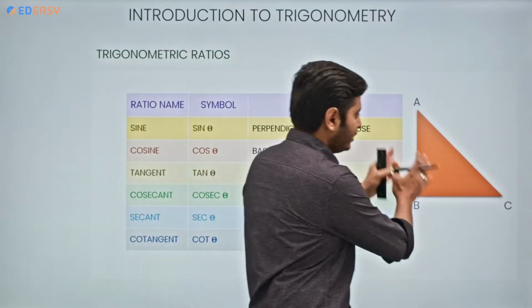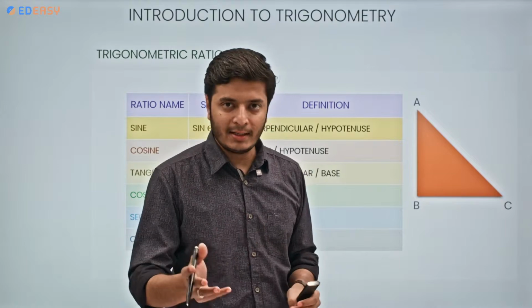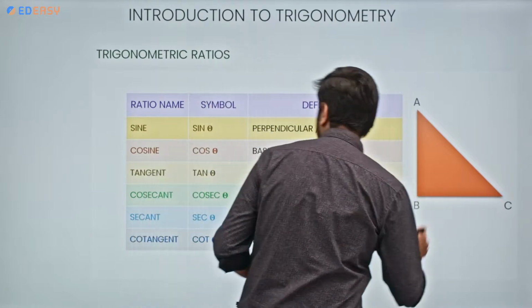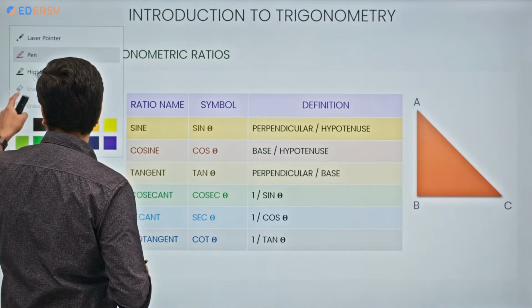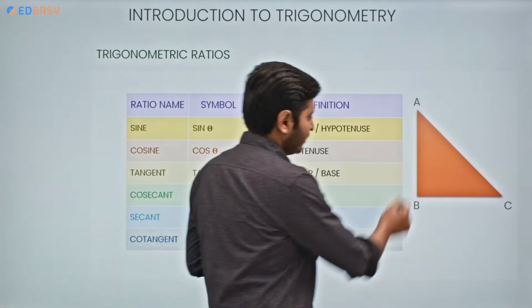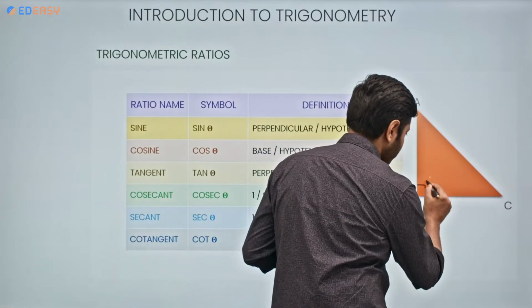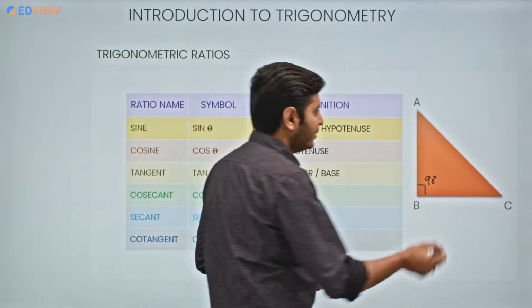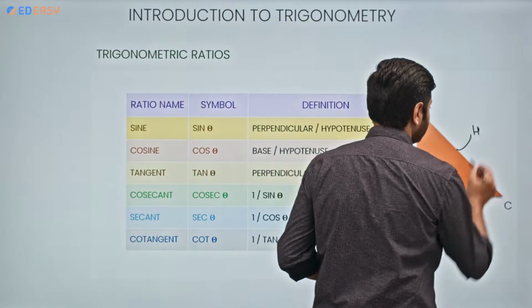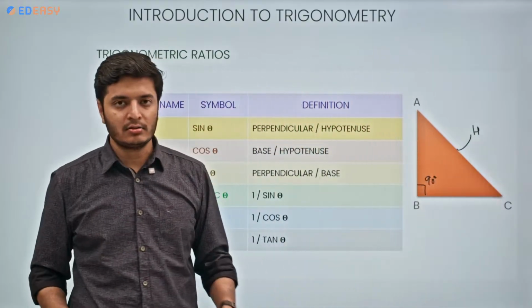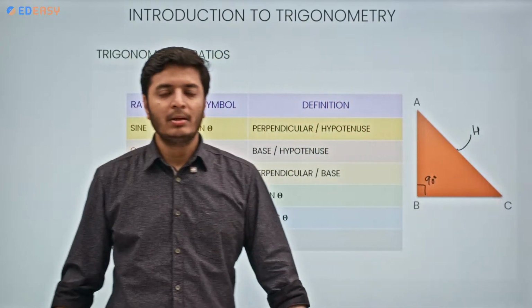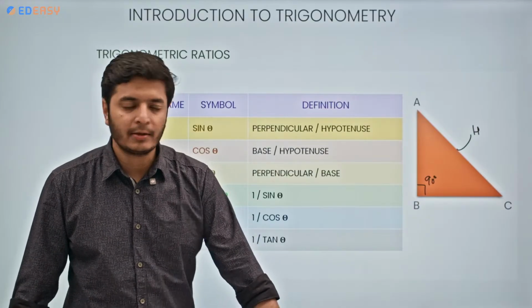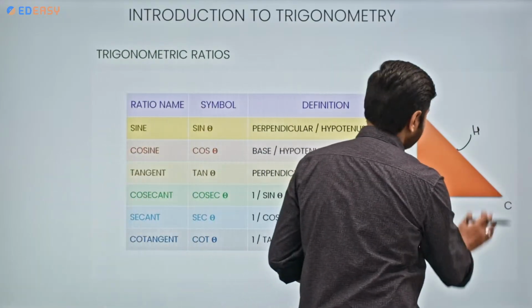Now look at this triangle ABC, right angled at B, correct? So this is 90 degrees. Let me change the color of the pen now to black. So right angled at B. So this is a 90 degree angle. Then the side opposite to the 90 degree angle is the hypotenuse. So it means AC is the hypotenuse. I will use the initials only: H for hypotenuse, B for base, P for perpendicular. So this is the hypotenuse.